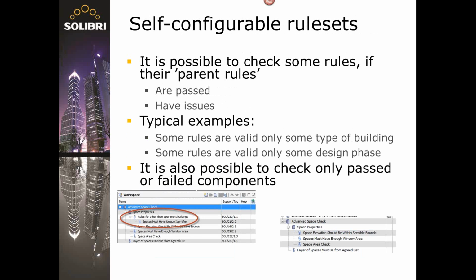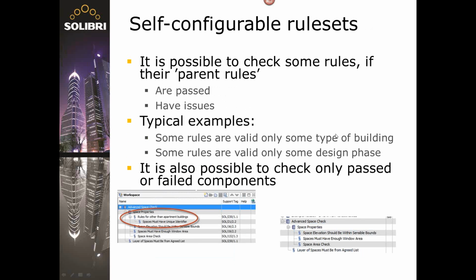And they are quite often used in self-configurable rule sets. It is now possible to add a so-called gatekeeper rule to the rule set. And there are rules under the gatekeeper rule. If the gatekeeper rule is passed, or if it's not passed, the rules under it will be run. It's also possible to check only components which failed or which have passed the gatekeeper rule.